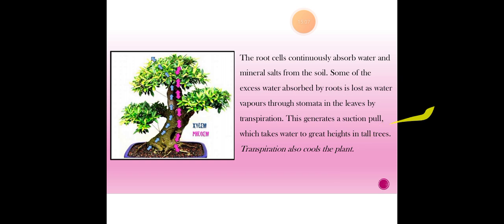The root cells continuously absorb water and mineral salts from the soil. Some of the excess water absorbed by roots is lost as water vapor through stomata in the leaves by transpiration. This generates a suction pull which takes water to great heights in tall trees. Transpiration also cools the plant. Here you can see A and B, before and after osmosis, with water, solute molecules, and a selectively permeable membrane.